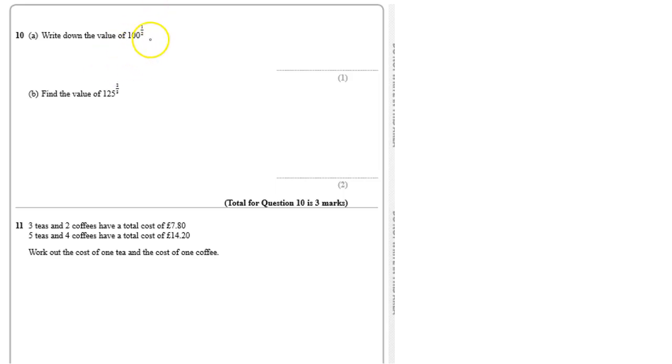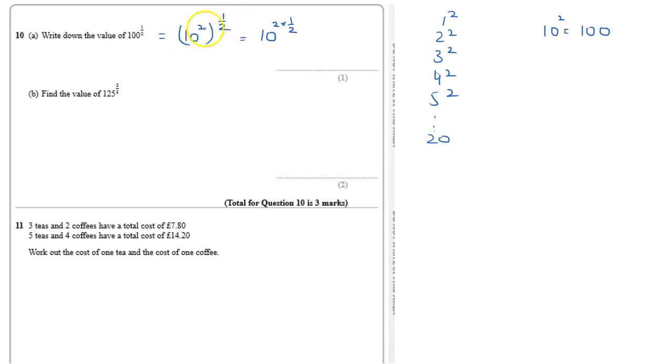If you want to solve these questions very fast, always remember 1 square, 2 square, 3 square, 4 square, 5 square, up to 20. At least up to 10 you should know. So we know that 10 square is 100. Now this 100 can be written as 10 square to the power 1 over 2. When we remove the bracket, we multiply the powers, so 2 and 2 will be cancelled, so it will be 10.